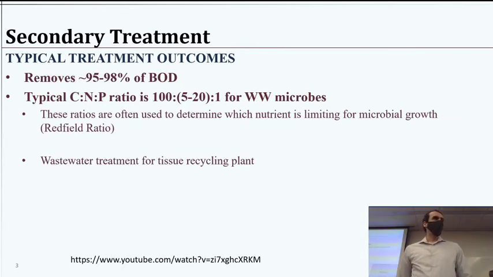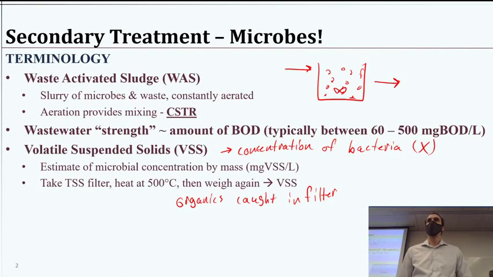So just a couple more basics about our secondary treatment here. Typical secondary treatment is going to remove something like 95 to 98% of BOD. Basically I was just summarizing that the volatile suspended solids is a measurement of all the organics that are caught in a filter when doing this process.